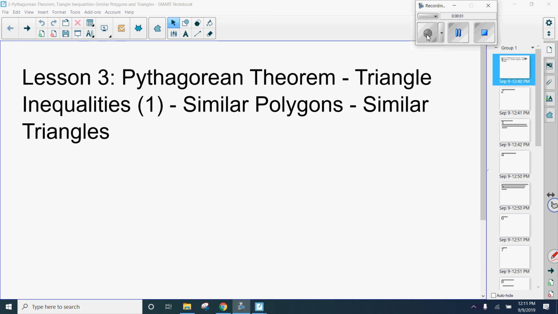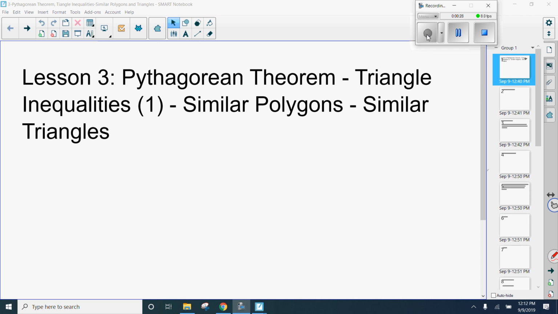Some things we're going to look at in lesson 3 are, one, the Pythagorean theorem. Yes, you already know the Pythagorean theorem to some degree, but what happens if we get into triangle inequalities, which we can talk about the Pythagorean theorem as far as inequalities. What's an inequality? Not equal. So you're talking about greater than or less than. So what is the Pythagorean theorem?